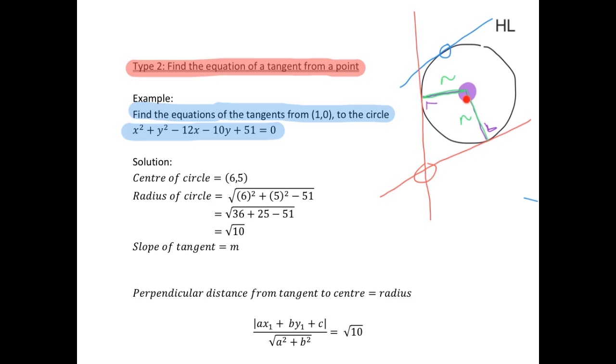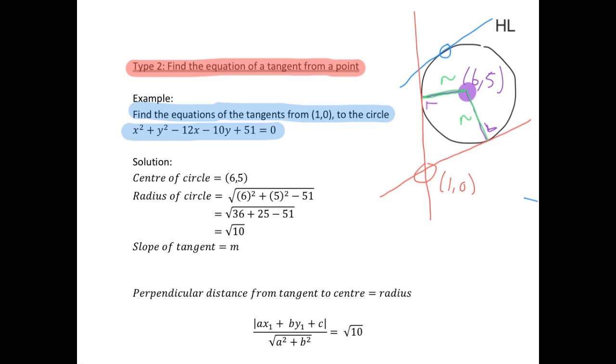So the first thing we need to find is where the center of our circle is and the radius length of our circle. The center of the circle is just (minus g, minus f). In this case, dividing minus 12 by minus 2 gives 6, and dividing minus 10 by minus 2 gives us 5. So we have our center of (6, 5). That is this point here, (6, 5), for example. And we know the point we're drawing our tangents from is the point (1, 0).